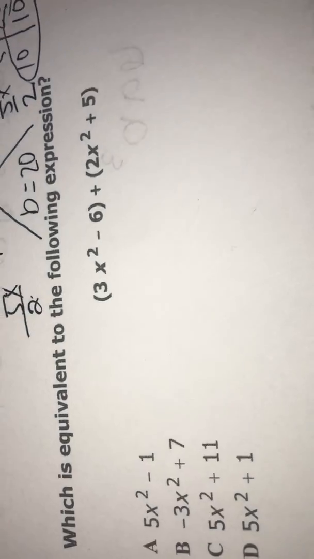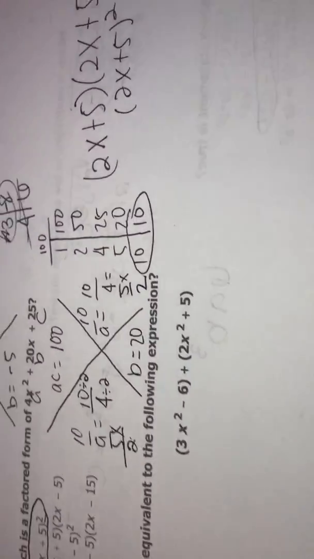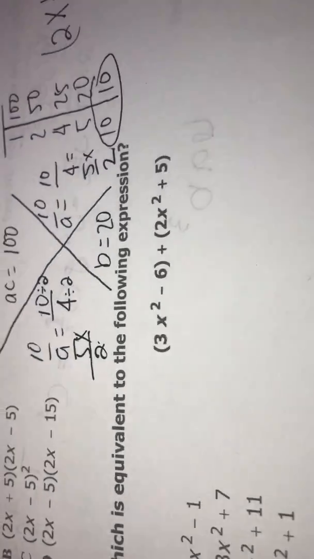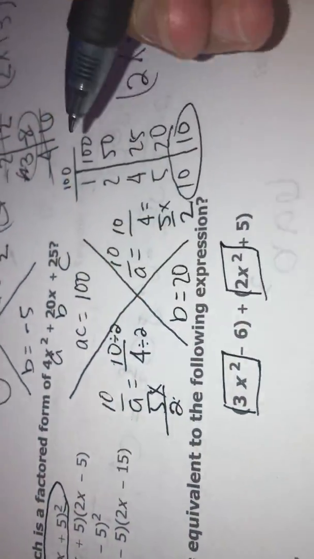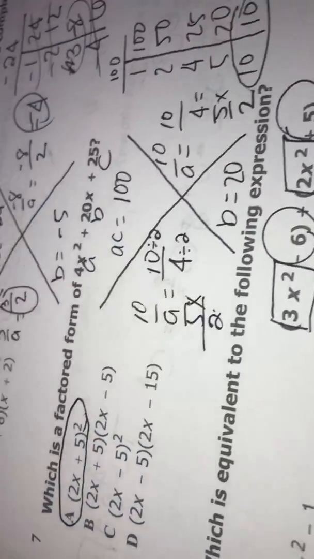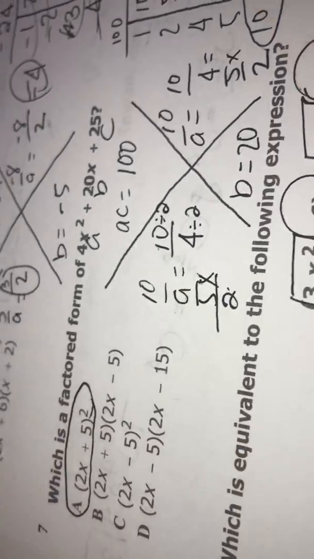Okay, for number 8, we're going to be solving this equation by adding and subtracting like terms. So, like terms, we're going to add shapes around the terms that are alike. So 3x squared, 2x squared, and negative 6 and 5, put circles around. So 3x squared plus 2x squared equals 5x squared, and negative 6 plus 5 equals negative 1. So 5x squared minus 1 gives us A.